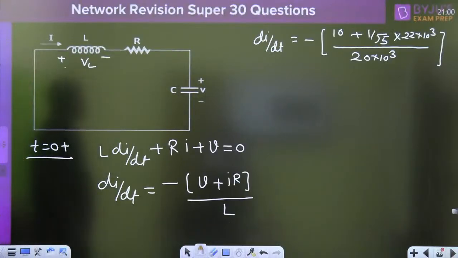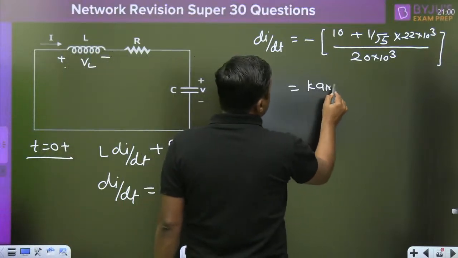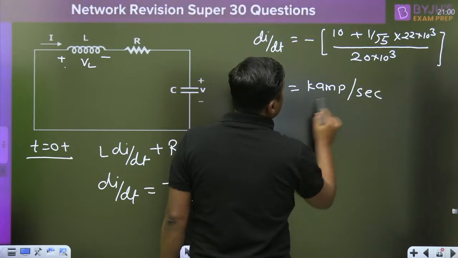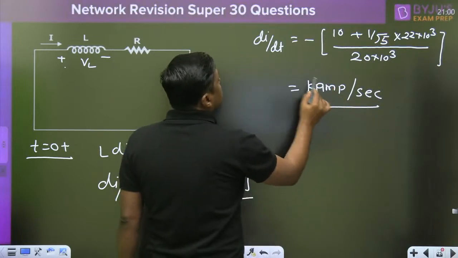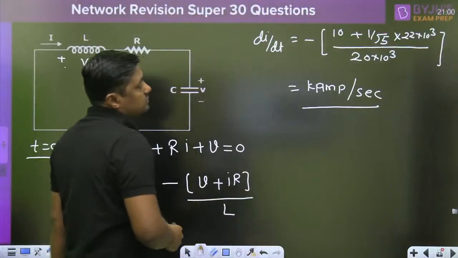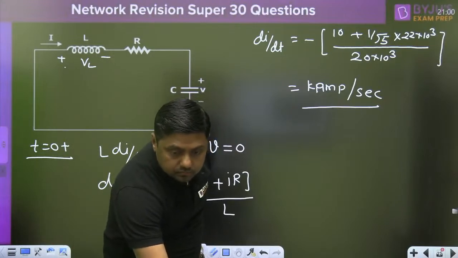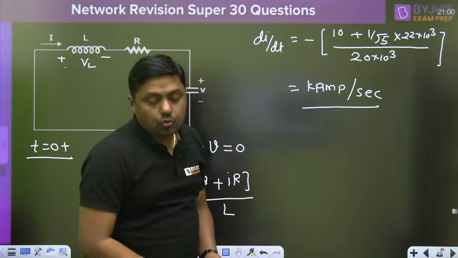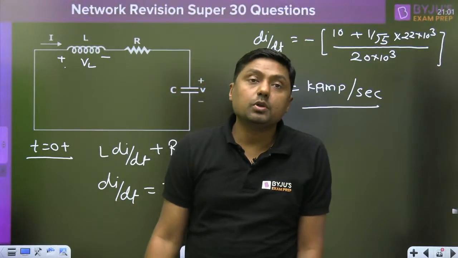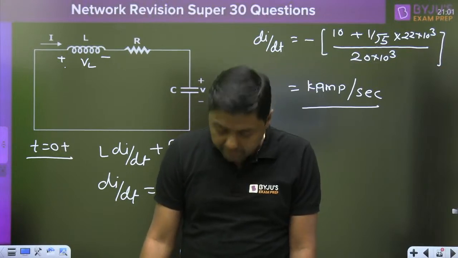अनुराधा, हाँ यस, आप ये किलो एम्पियर पर सेकेंड. किलो एम्पियर पर सेकेंड, बिकॉज इट इज डी आई बाई डी टी. तो ये दिया ना, दैट इज किलो एम्पियर पर सेकेंड. बताइए जरा क्या होगा आंसर भाई. -492.42. यस बिल्कुल सही, -492.43 किलो एम्पियर पर सेकेंड. ओके.